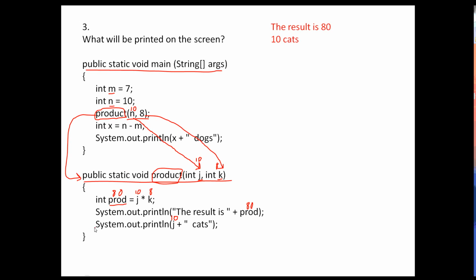So once it's done, then you go back to this method call. So product was called right here. There's nothing to do here, so we go to the next line down. Well, the next line down declares another variable and assigns it the difference between n and m, and so it's going to be 10 minus 7, and so x is assigned the value of 3. Then we're going to print and we're going to call the variable x, which we just found out has been assigned 3. So we're going to print 3 dogs. And there you go. That's the end of the main method, so therefore the program is done.